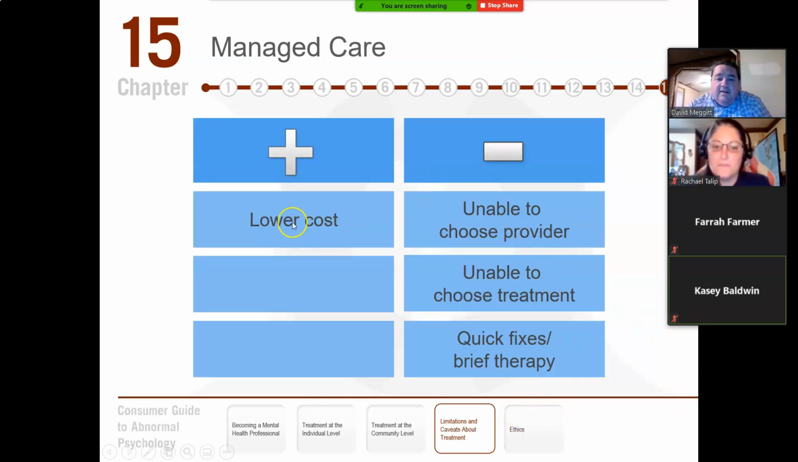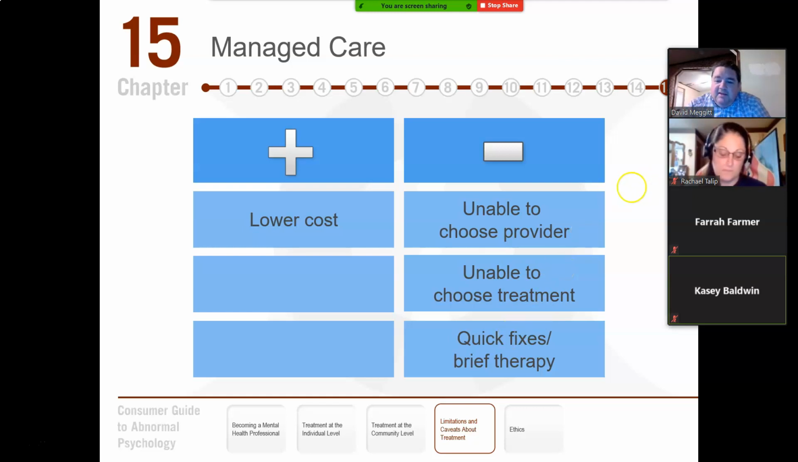With managed care, it's usually the only benefit is lower cost. They're not able to choose a provider, and it's a lot harder to say, I'm not really working well with my client, my therapist. Can I have somebody else? Especially in a rural community where there may only be one therapist, right? Unable to choose the treatment, you might be stuck with somebody who only does behavioral therapy. Maybe they're not very well versed or trained in other types of therapy, and so behavioral therapy is what you get, even if it's not what's usually called for as far as the disorder or what's being treated.